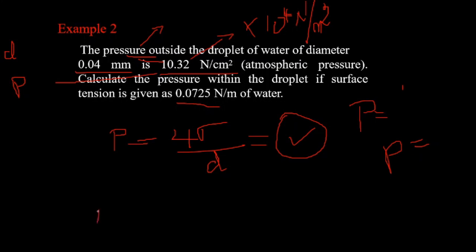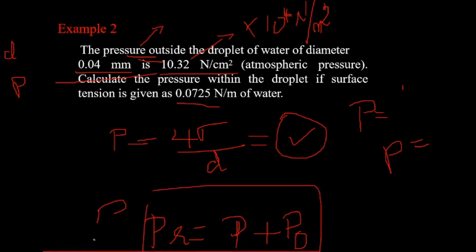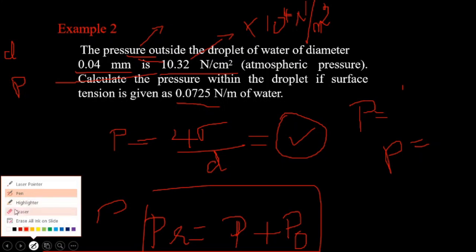So another P, we have to find: the pressure inside the droplet is equal to whatever the solution we are getting here, plus the pressure outside the droplet. So this will be the answer. I'll show you by solving.